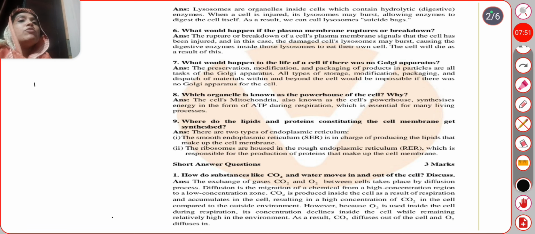That is an important question. What would happen if the plasma membrane or cell membrane is ruptured or breaks down? Here also the answer is the same. If the plasma membrane or cell membrane ruptures, the cell has been injured. In that case, the lysosome is active.